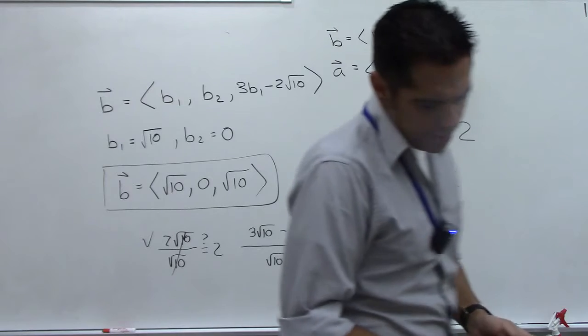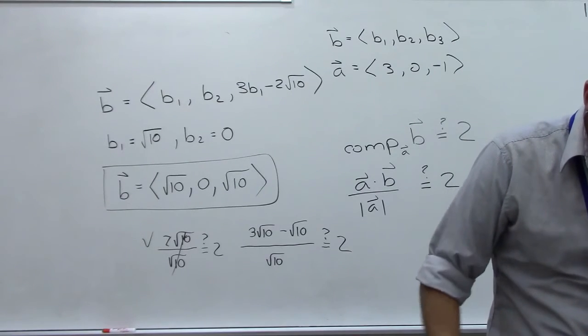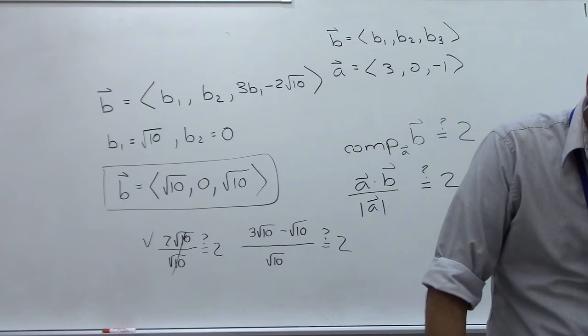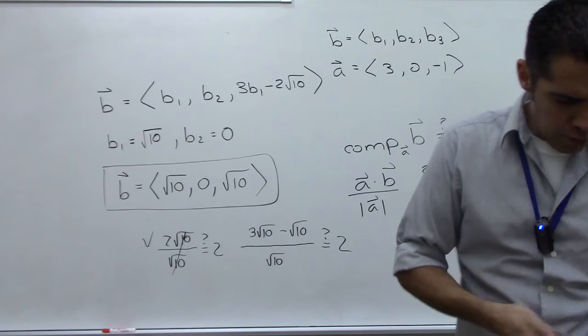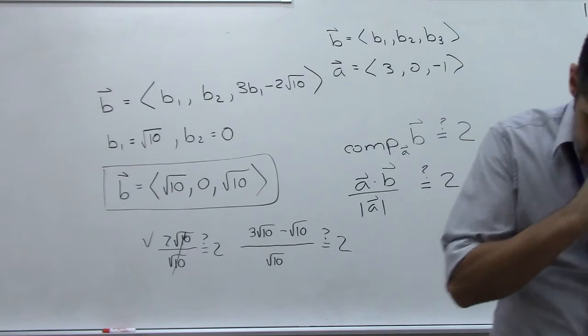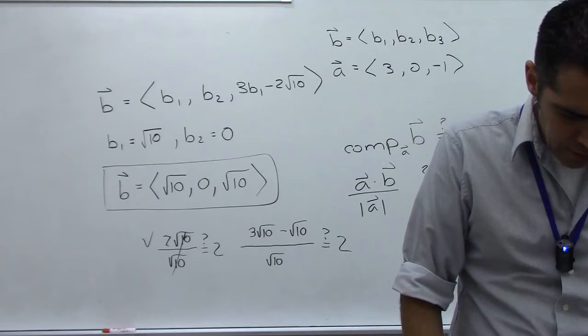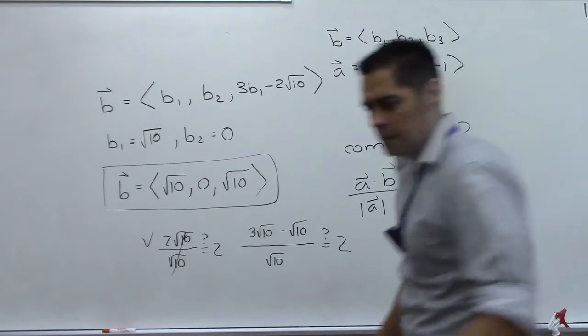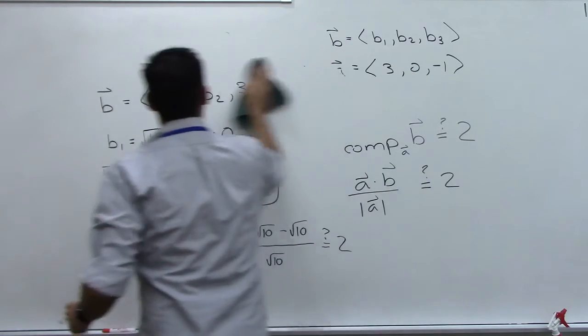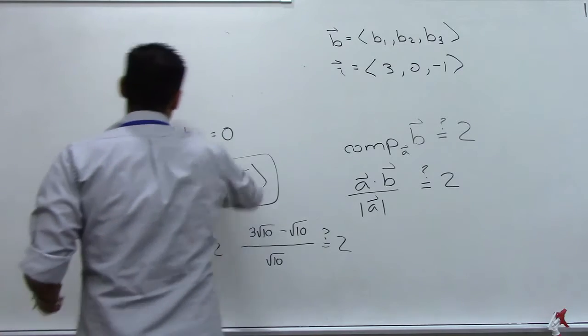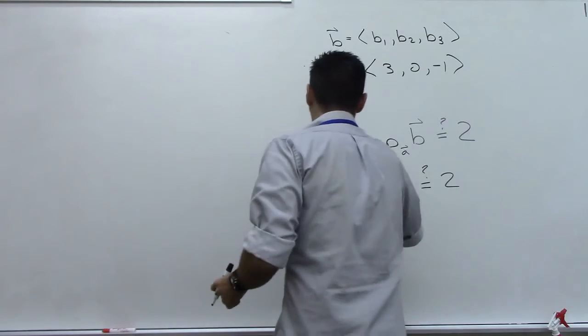Okay, 36, last problem. Suppose A and B are non-zero vectors. Under what circumstances is component of B onto A equal to component of A onto B? So for 36, I think I'll do part A. I'll leave you to do part B.